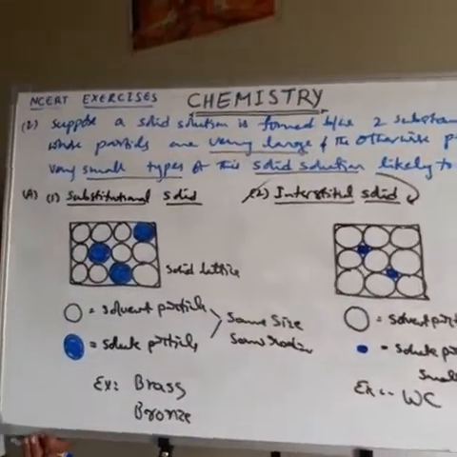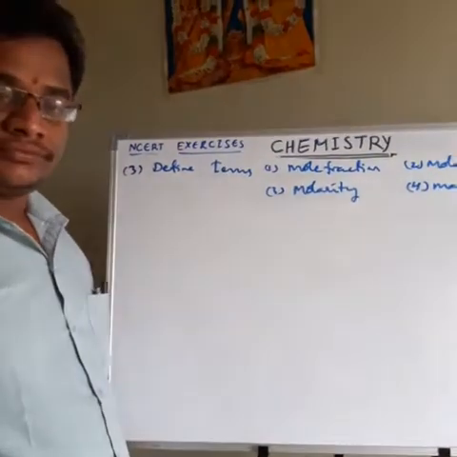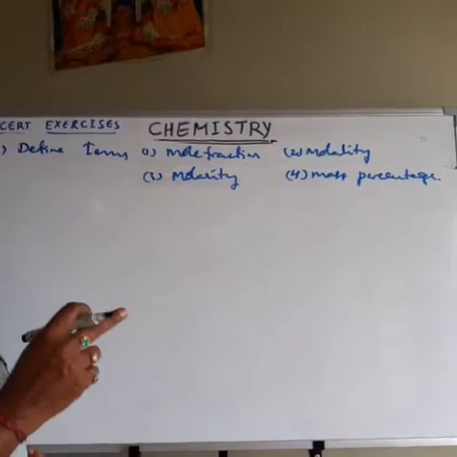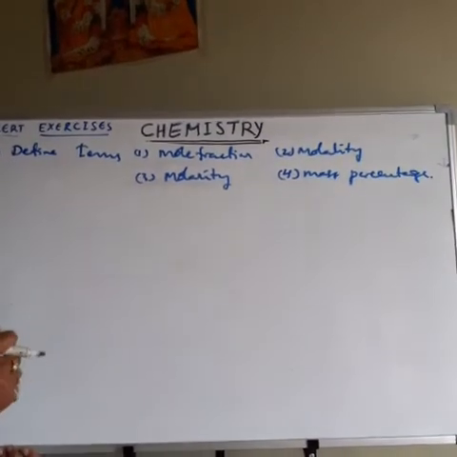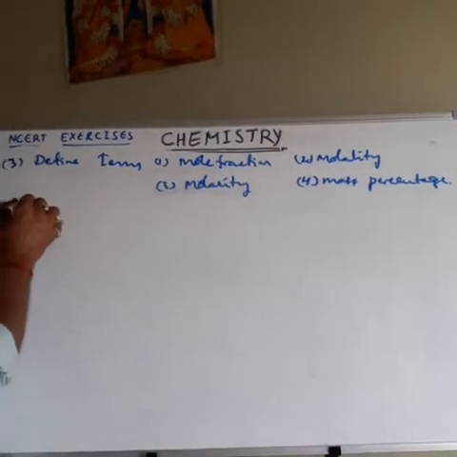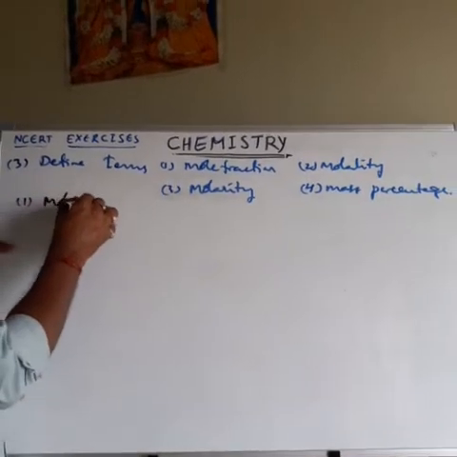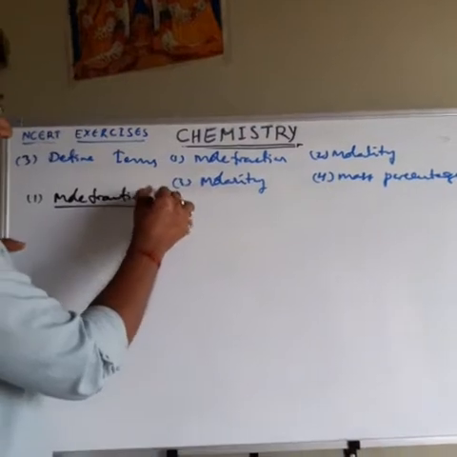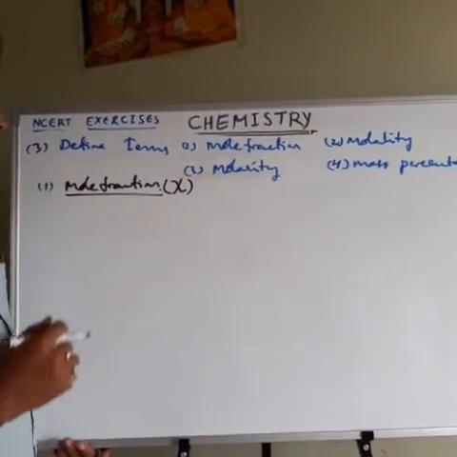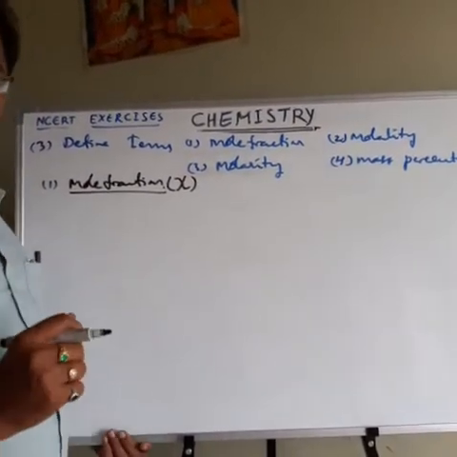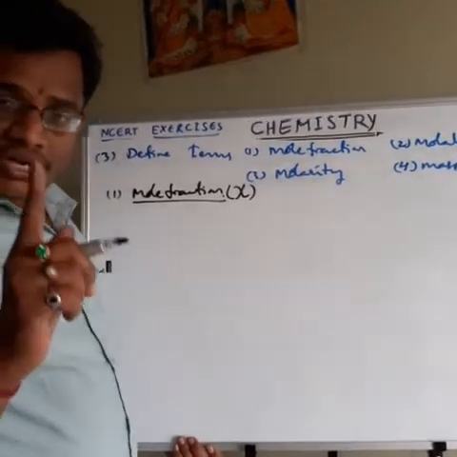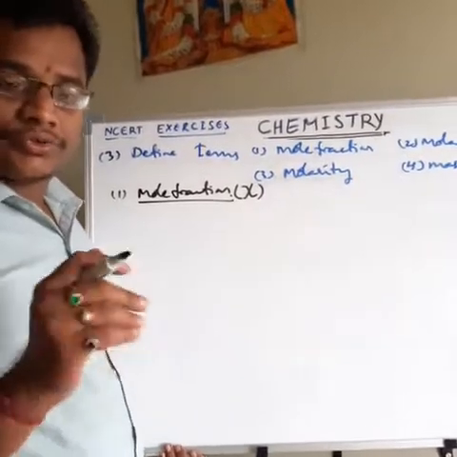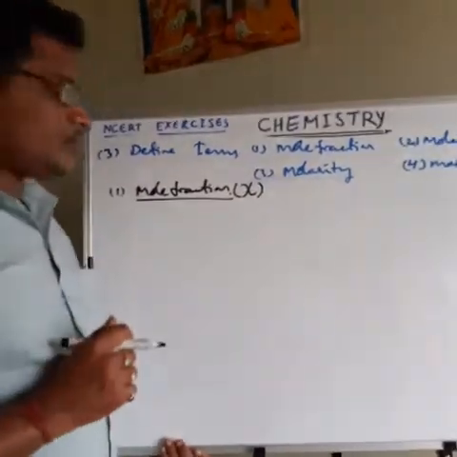The next one is the third question. Define the terms mole fraction, molarity and mass percentage. Let us see the first one, mole fraction. Mole fraction is represented by xi. Then what is mole fraction? The ratio between the number of moles of one component to the total number of moles of all components in the solution is nothing but mole fraction.